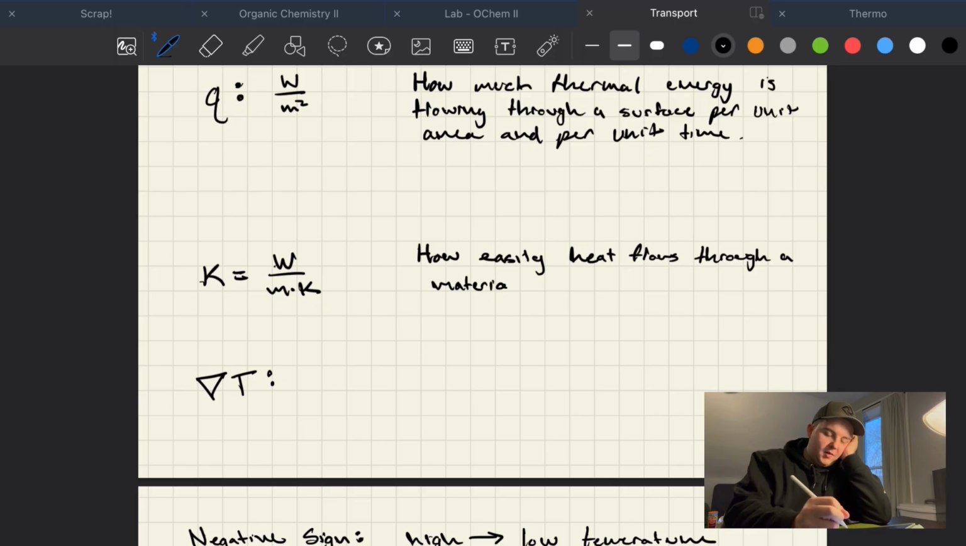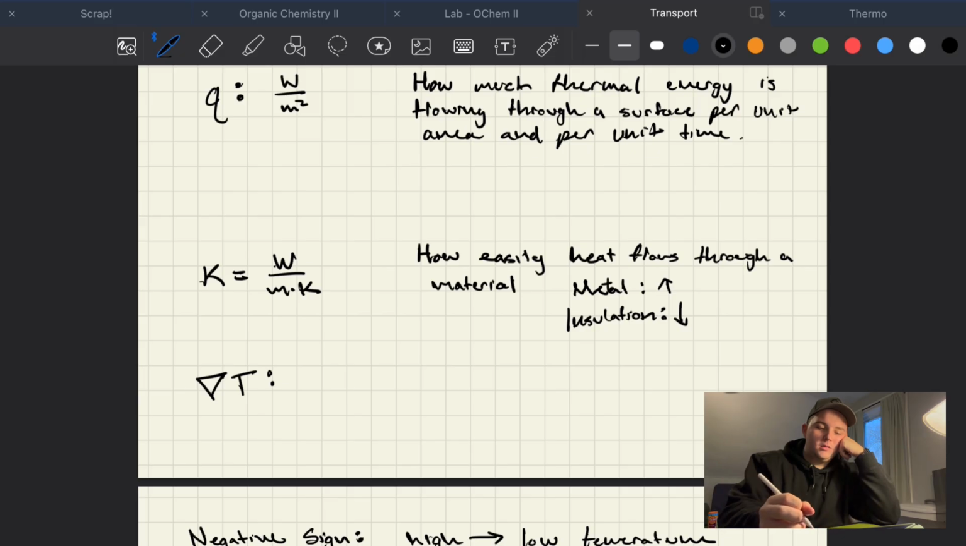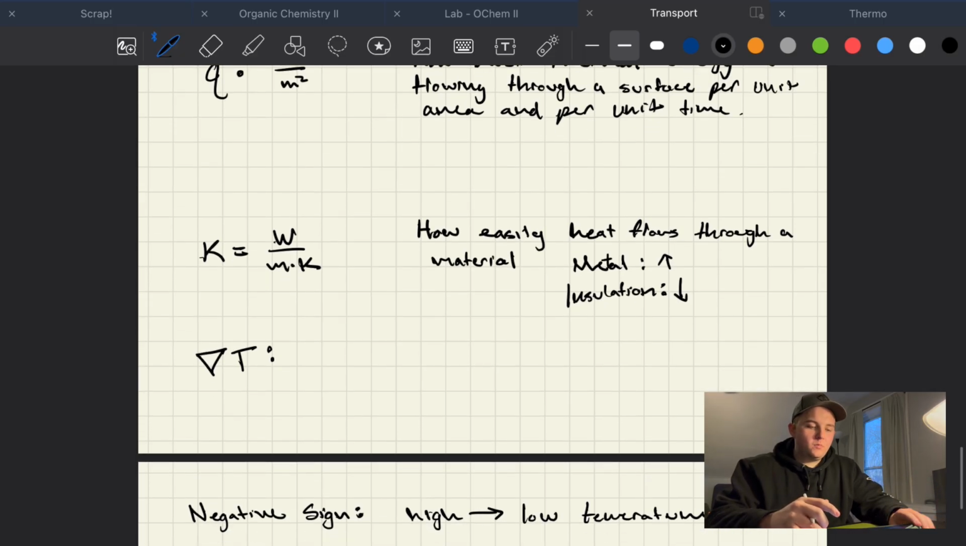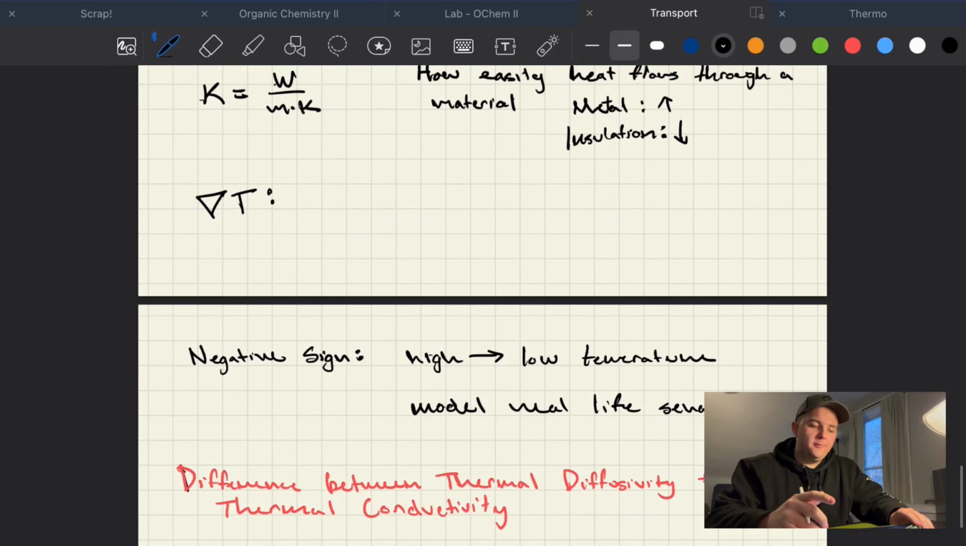So think of something that is a good conductor, like metal. Metal is going to have a high thermal conductivity because it is very conductive. And something like insulation is going to be a bad conductor and have a low thermal conductivity because it wants to keep heat in. It tries to stop heat transfer. So yeah, that's thermal conductivity.